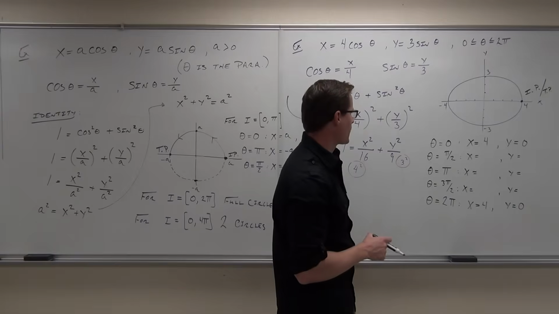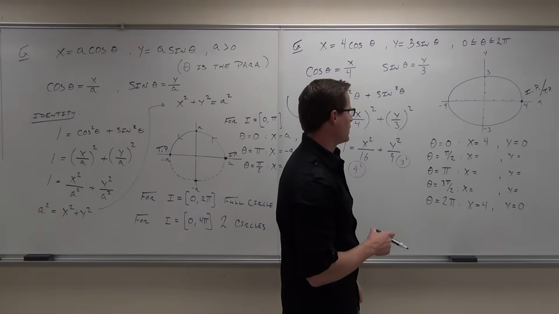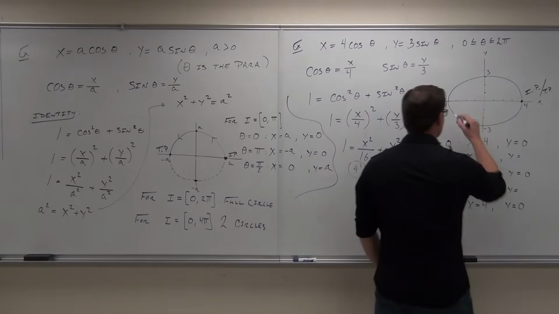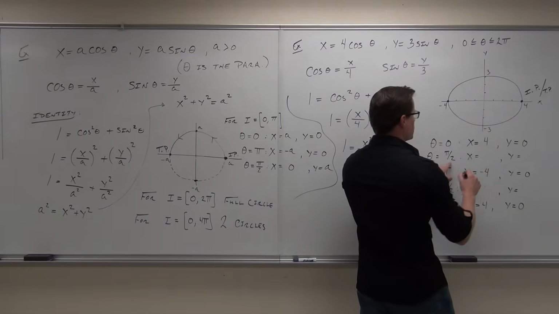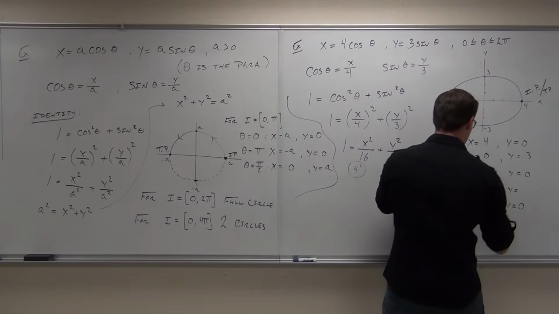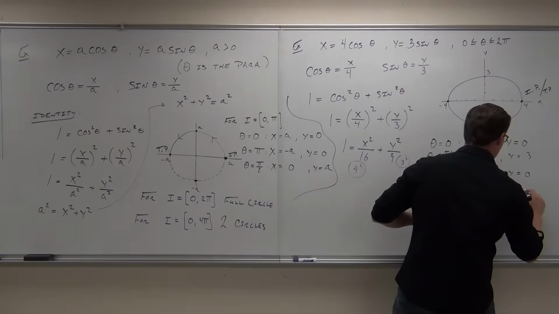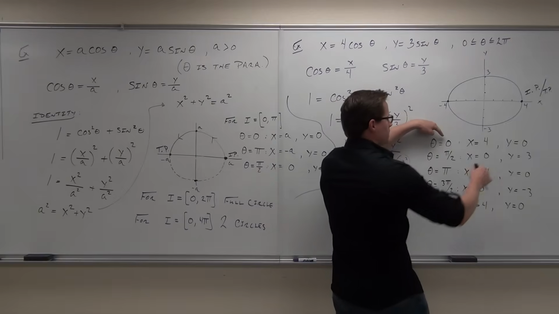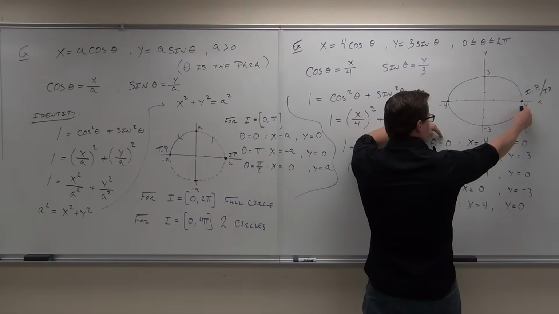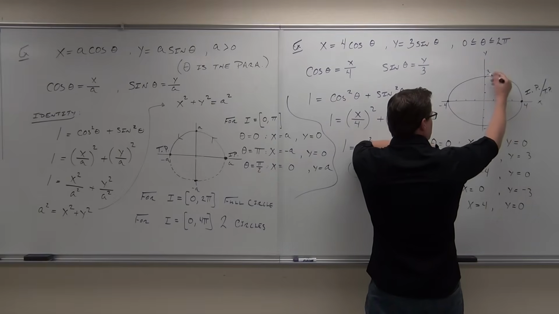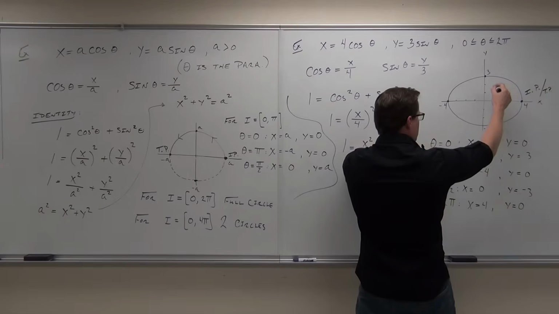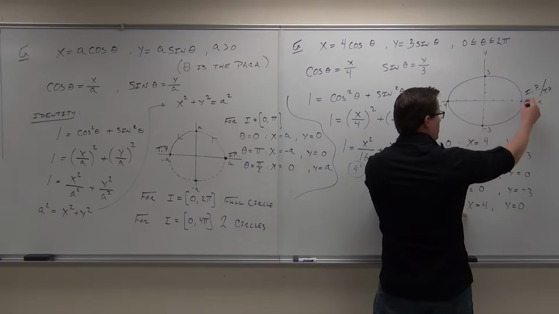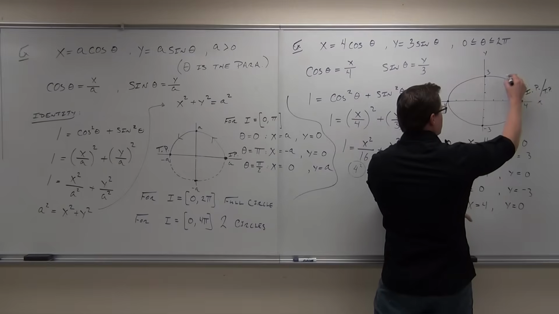So if we plug in pi, what we're going to get is -4, 0. That's here. If we plug in pi over 2, we're going to get 0, 3. Here we're going to get 0, -3. And what that shows you is that if you go in order, we start here at 4, 0, then we go to 0, 3, then we go to -4, 0, then we go to 0, -3, and we finally end up at 4, 0. So we're going in this direction.